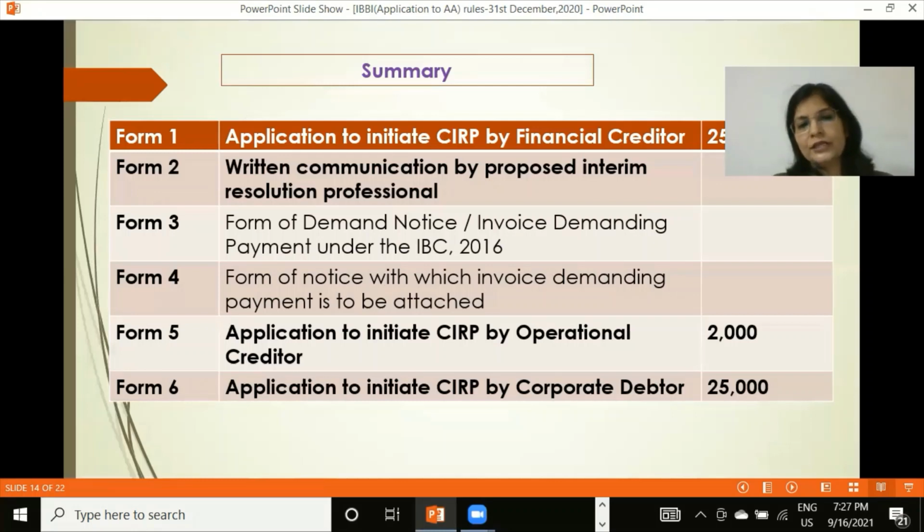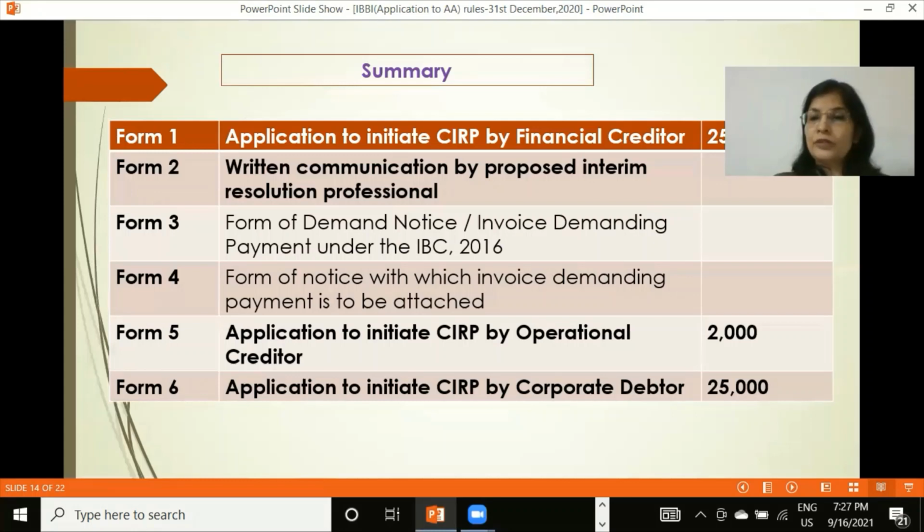Apart from Form 3, he can also file Form 4, which is a notice with which invoice demanding payment is to be attached, and that is to be served 10 days before initiating application in Form 5 for CIRP. Now, the difference between Form 3 and Form 4 was invoice was incorporated in Form 3 itself, while in Form 4 it is only a format of notice along with which invoice is to be attached.